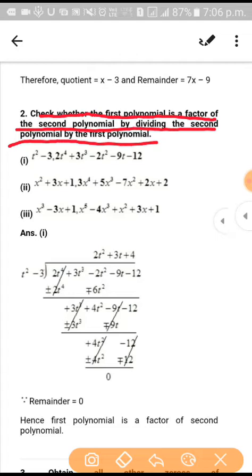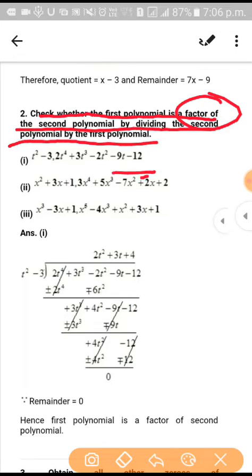Again same, we have to divide, only we have to tell whether the first one is a factor of the second one or not. So when we divide, if the remainder is coming 0, it means the first one is a factor of the second one. If the remainder is not coming 0, then we will write the first one is not a factor of the second one. For your help, question number 2 part 1 we have done here.